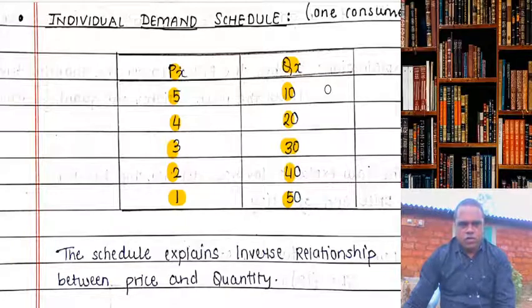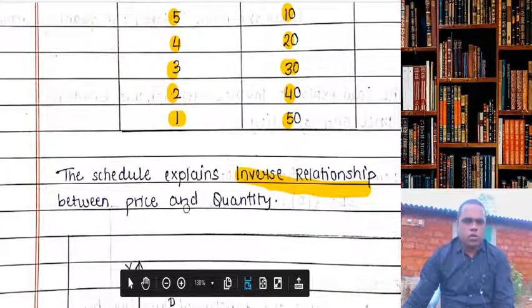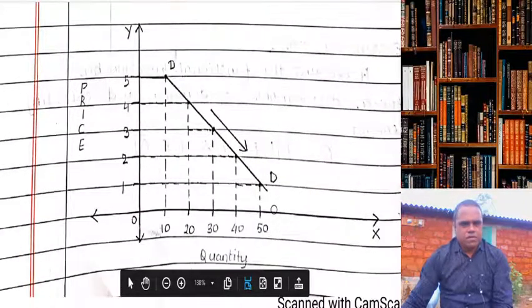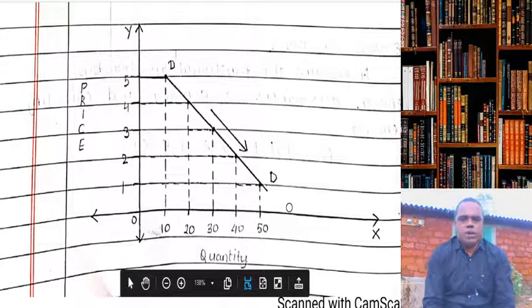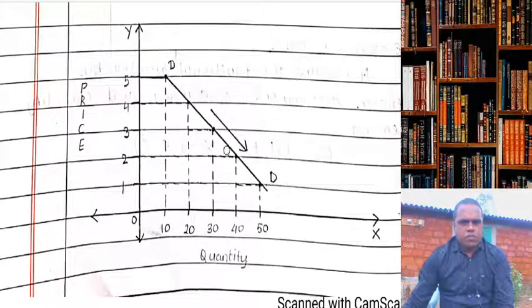So indirectly I would say like this: the schedule explains, again children, the inverse relationship between price and quantity demanded. Now the same schedule, if we plot it on a graph, then we are going to derive the demand curve, and the demand curve is in front of you children. It's a simple plotting that we do here. Can you just have a look how this diagram is made?